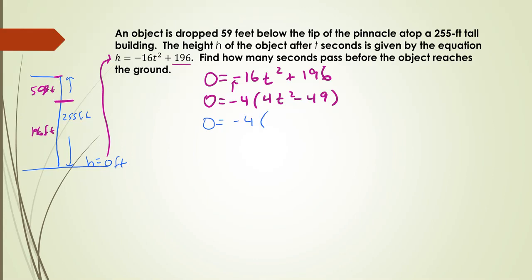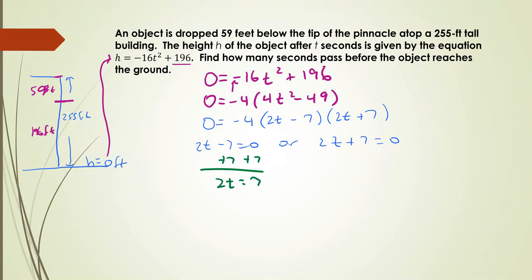That means my factorization will be rather quick. What do I square to get 4t squared? 2t. What do I square to get 49? 7. And then I have one with a subtraction, one with an addition, and I'm going to create equations in each of these cases set equal to 0, and now I'm going to solve. In this case I will add 7 and get 2t equals 7, divide by 2. Normally I would say 7 halves, but I'm not a fan of fractional time, so I'm going to divide that out to either be 3.5 or 3 and a half as a mixed number.